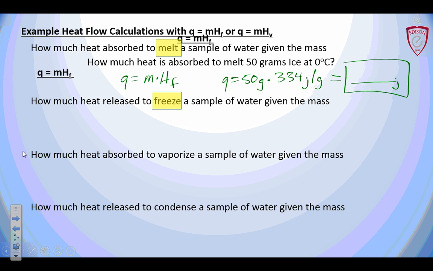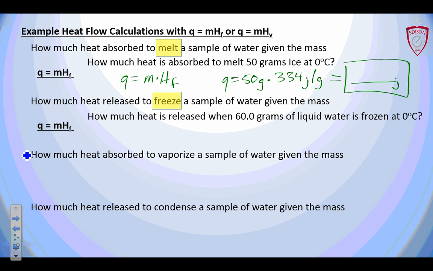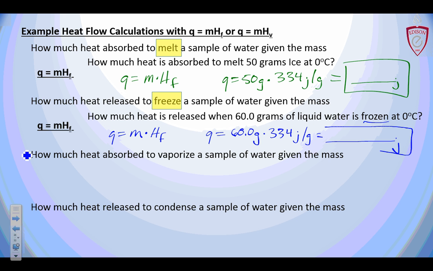Freezing, that one's easy. H sub F again. So, sample problem. How much heat is released when 60 grams of liquid is frozen at 0 degrees Celsius? Now, you might notice I'm writing the equation over again. That's my own neurosis. Always got to do it. So, Q equals 60.0 grams times 334, because this is freezing and I'm still at that same spot. The answer again will be in joules. You plug and chug it. Well, we actually plugged it, so you chug it.